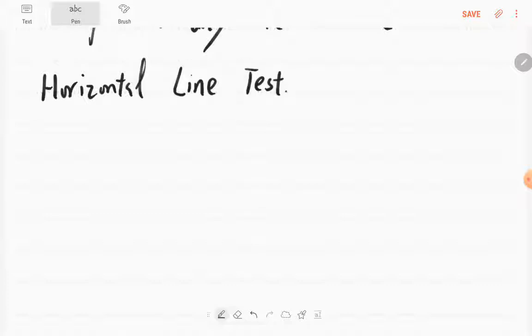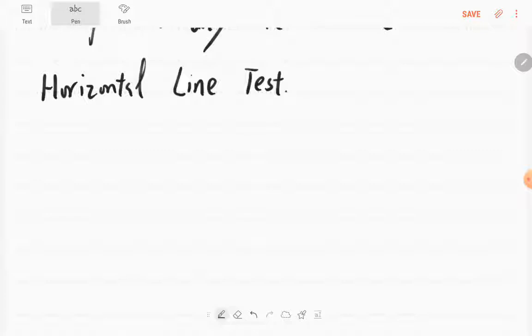Do you remember we have learned the vertical line test? The vertical line test is used to identify whether a curve is a function or not. The horizontal line test is to identify whether a function is a one-to-one function or not.